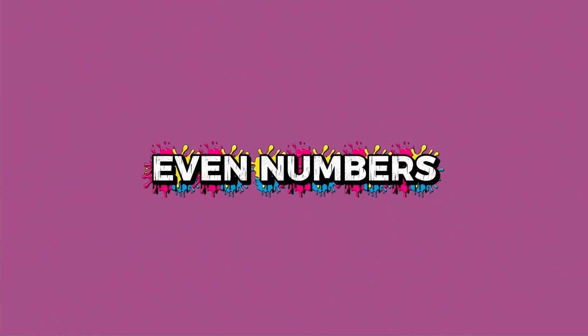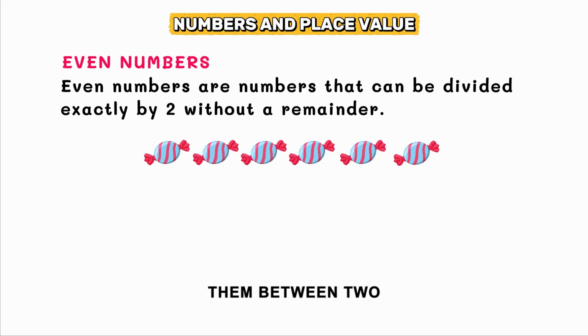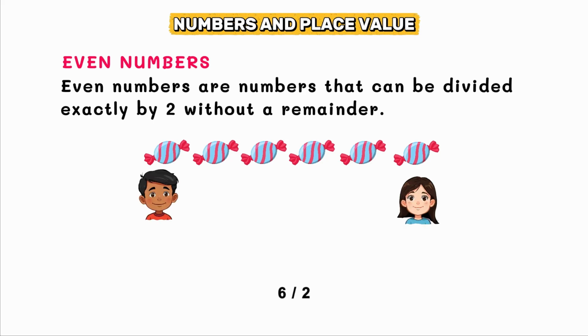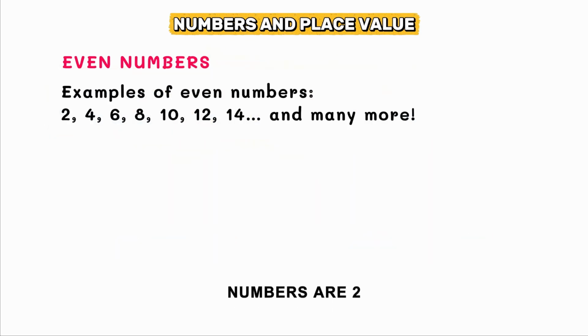Even numbers. Even numbers are numbers that can be divided exactly by 2 without a remainder. For example, if I have 6 candies and I share them between 2 children, 6 divided by 2 equals 3. No remainder. That means 6 is an even number. Examples of even numbers are 2, 4, 6, 8, 10, 12, 14, and many more.